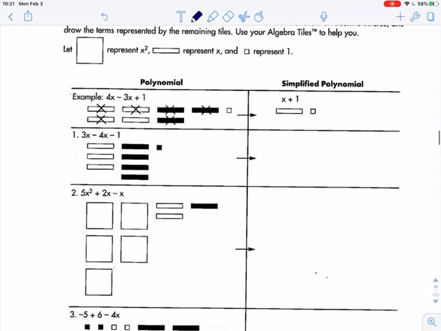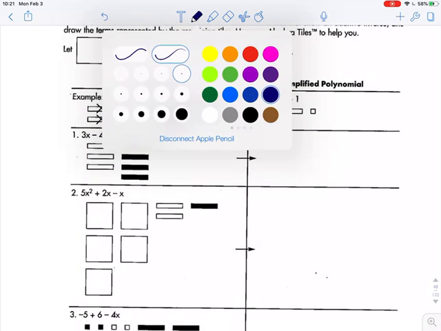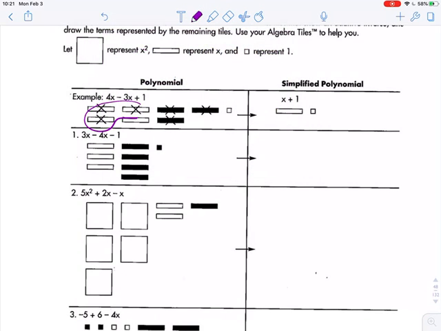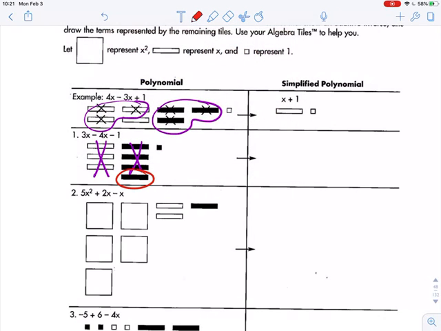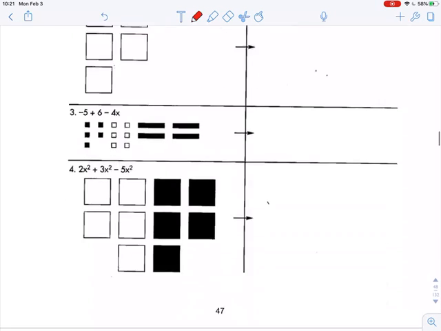Now the next page is polynomials, and what you notice is they crossed out 1, 2, 3 of these, and they crossed out 1, 2, 3 of these. Why? Because if they're the same, they cross out and become 0. So I'm gonna do the same thing here. 1, 2, 3, 1, 2, 3. And whatever's left over is what I'm going to write. 1x, a negative, and a negative 1.